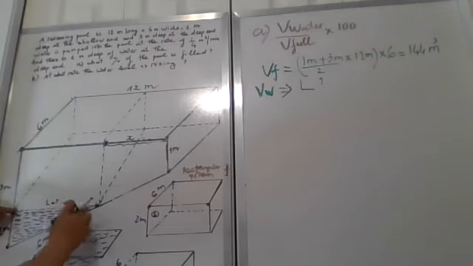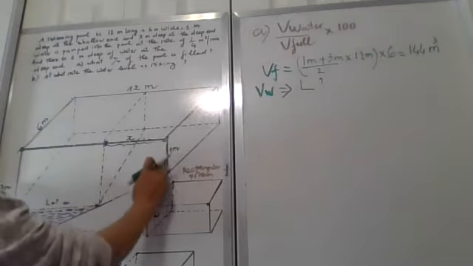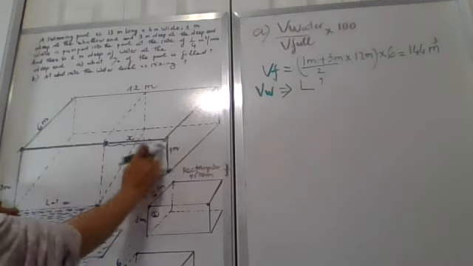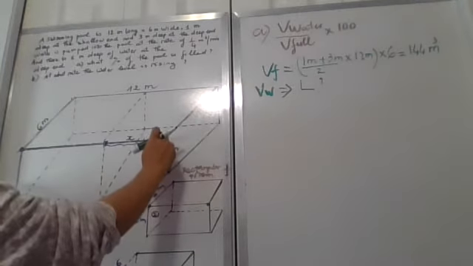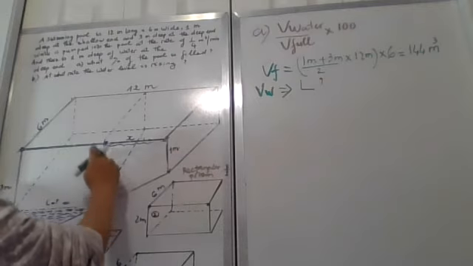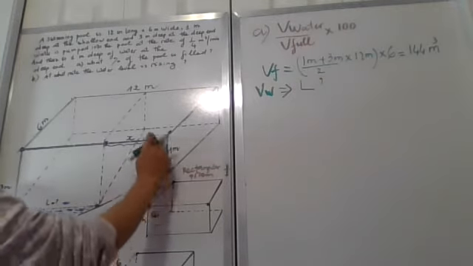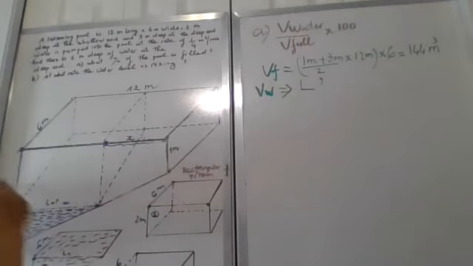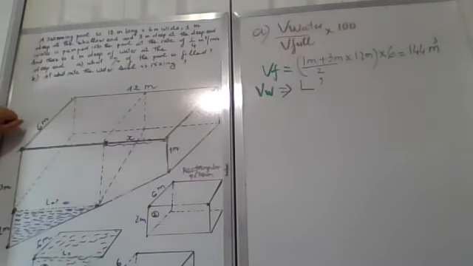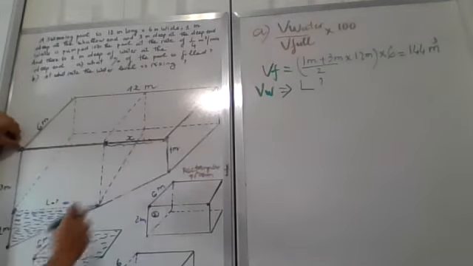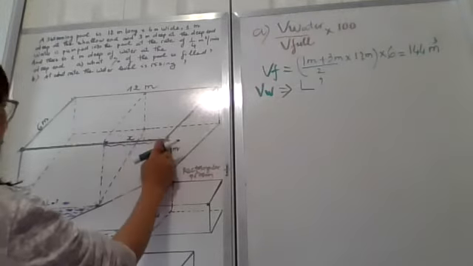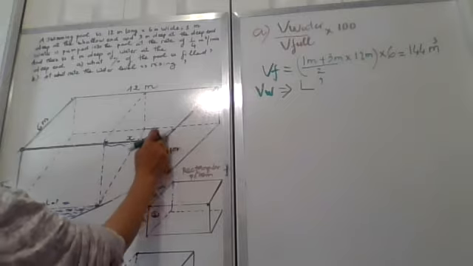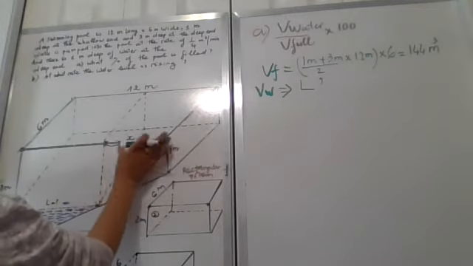And how do we use the ratio? We will look at the big trapezoid here, right? Big shape here. So we will say that this small one over this one, right? 1 over 3 will be equal to x over 12, right? To find x.